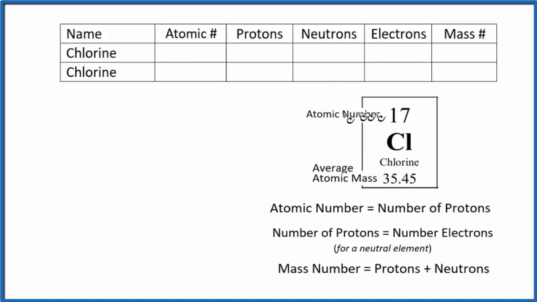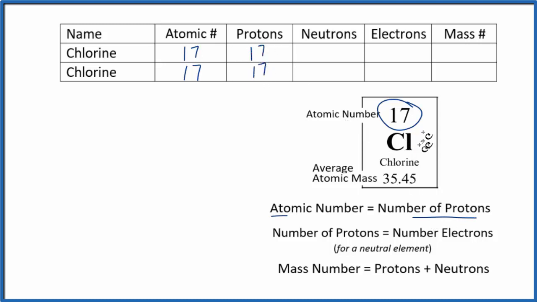So on the periodic table, we see the atomic number. That's 17. So the atomic number for chlorine is always going to be 17. Doesn't matter what isotope we have. The atomic number is equal to the number of protons. So we also know we'll have 17 protons.